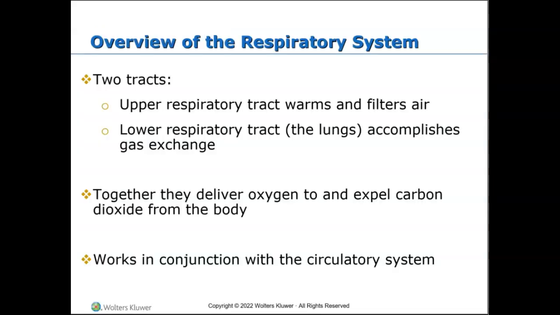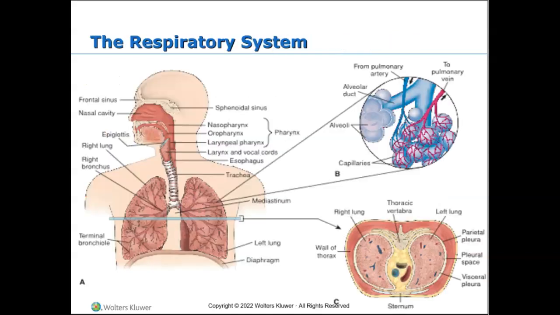We have two tracts. The upper respiratory tract warms and filters the air. The lower respiratory tract, or the lungs, accomplishes the gas exchange. Together, they deliver oxygen to our tissues, and they also expel carbon dioxide waste from the body. They work in conjunction with the circulatory system.